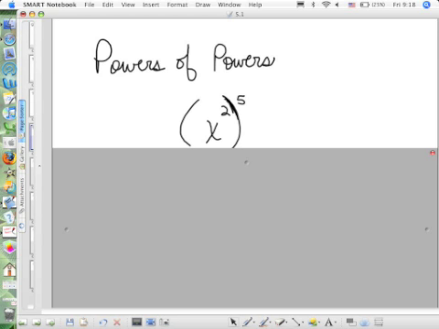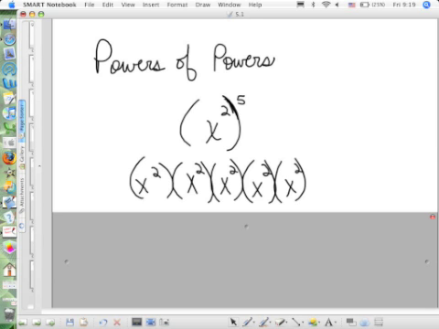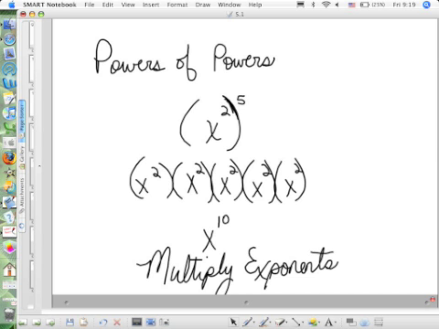But let's see why we multiply. X squared raised to the 5th power means that I have 5 little groups of x squareds, because they're all being multiplied by each other. Well, if this is straight multiplication, we would add 2 plus 2 plus 2 plus 2 plus 2 and get 10. Shortcut, 5 groups of 2 means 5 times 2, x to the 10. Powers to powers, we multiply the exponents together. And we're going to look at several examples where we do this.